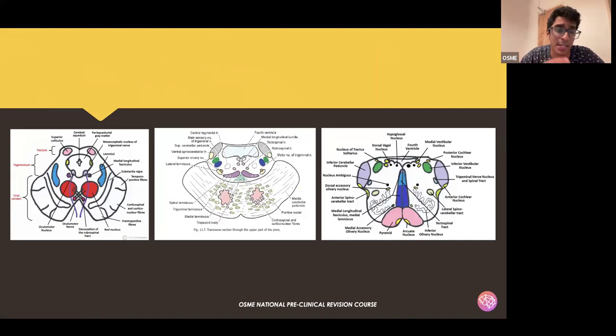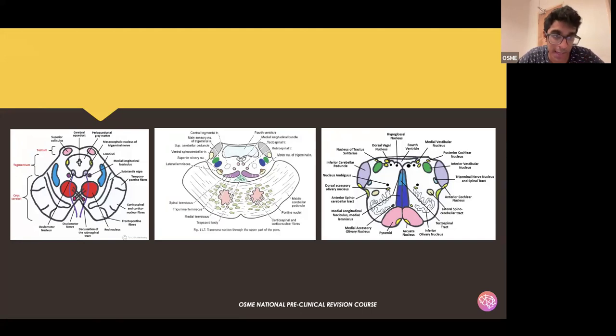Obviously the brainstem is a continuous structure, and you can have differences between the top of the midbrain and the bottom of the midbrain. However, I think these are three pretty standard images, and being able to know which one is which is really helpful. The one on the left is the midbrain, the one in the middle is the pons, and the one on the right is the medulla.